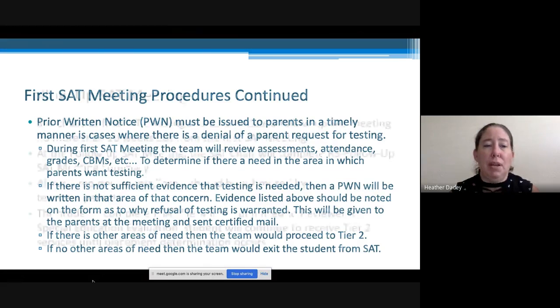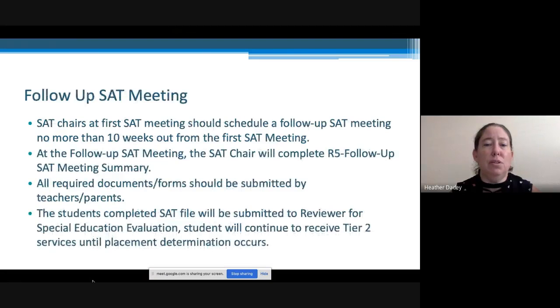At the follow-up SAT meeting, SAT chairs at the first SAT meeting should schedule a follow-up SAT meeting no more than 10 weeks out of the first SAT meeting. So that should have been done during the first SAT meeting. Now moving on to the second SAT meeting.